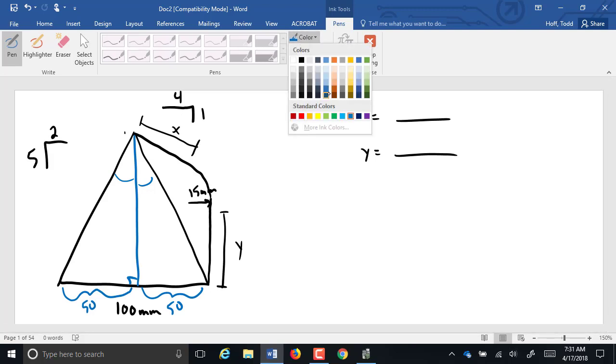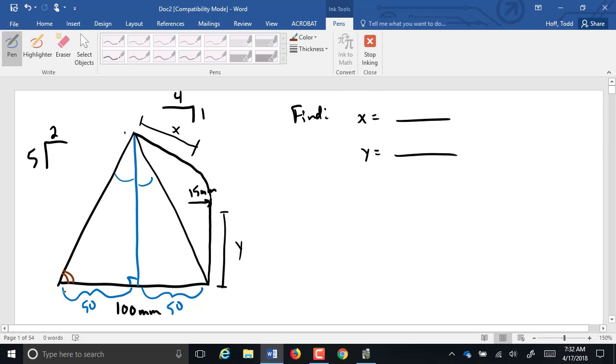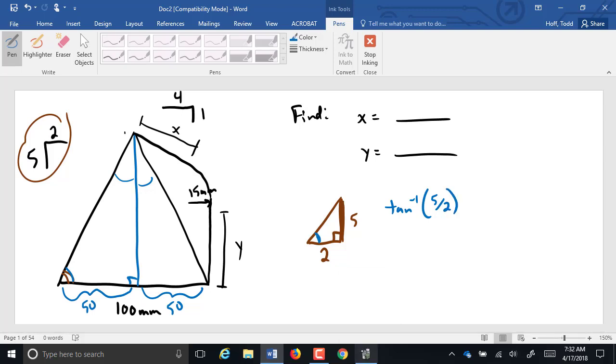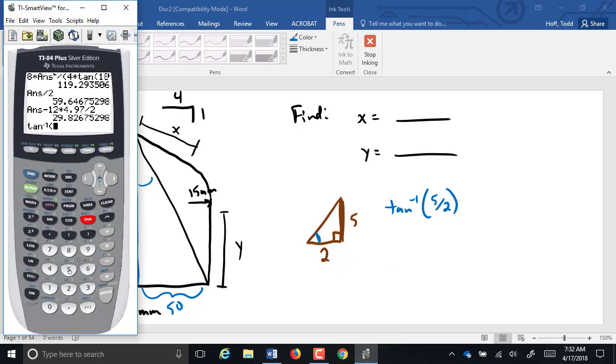Now, let's talk about that angle right there. We have this 5 to 2 slope factor. If I draw a triangle over here, which number goes on the vertical, the 5 or the 2? The 5. The 2 is the horizontal. So this angle right here is an inverse tangent of 5 over 2, giving us 68.20 degrees.